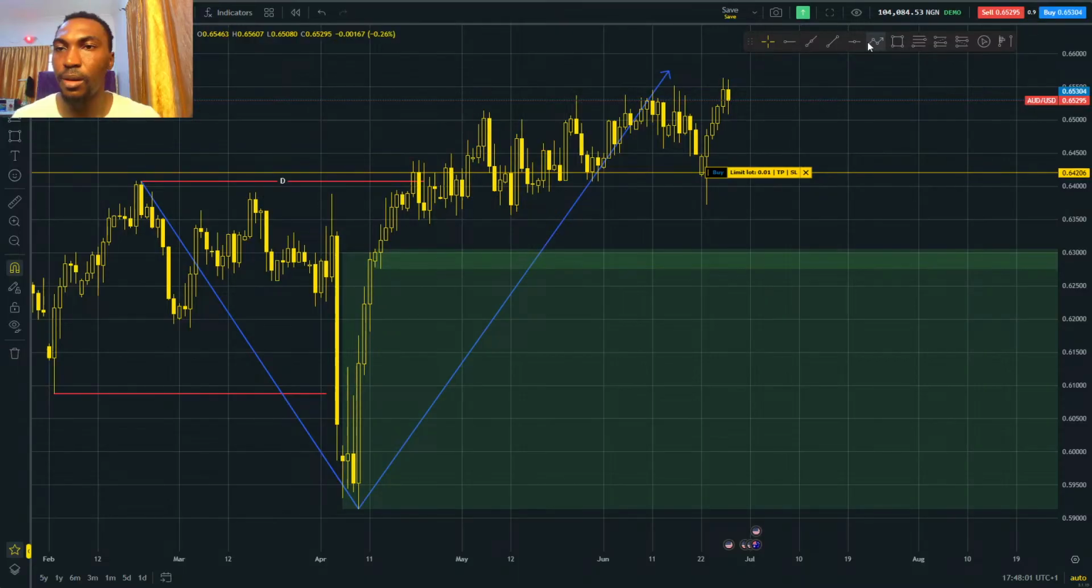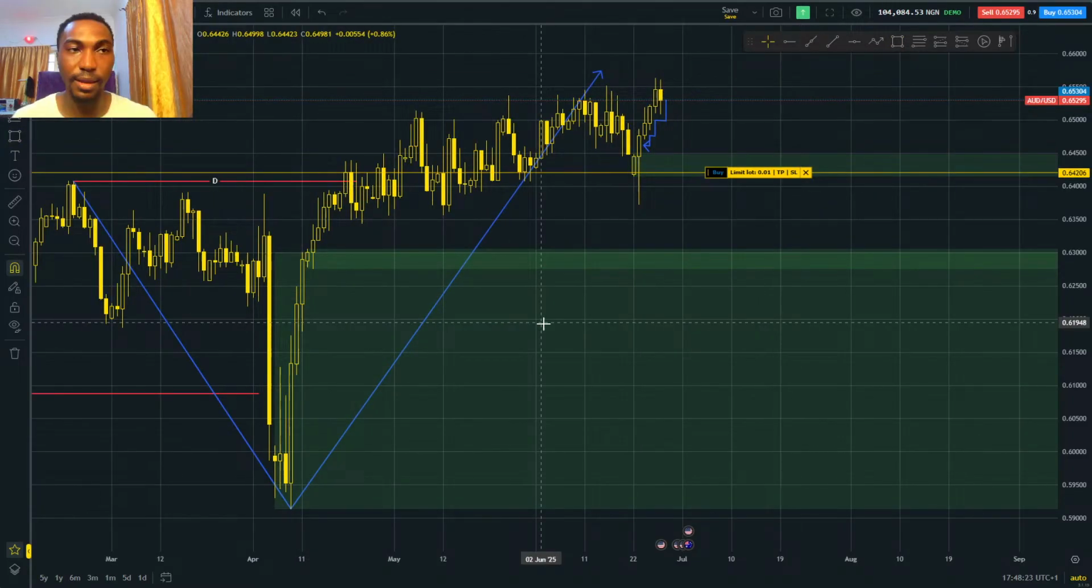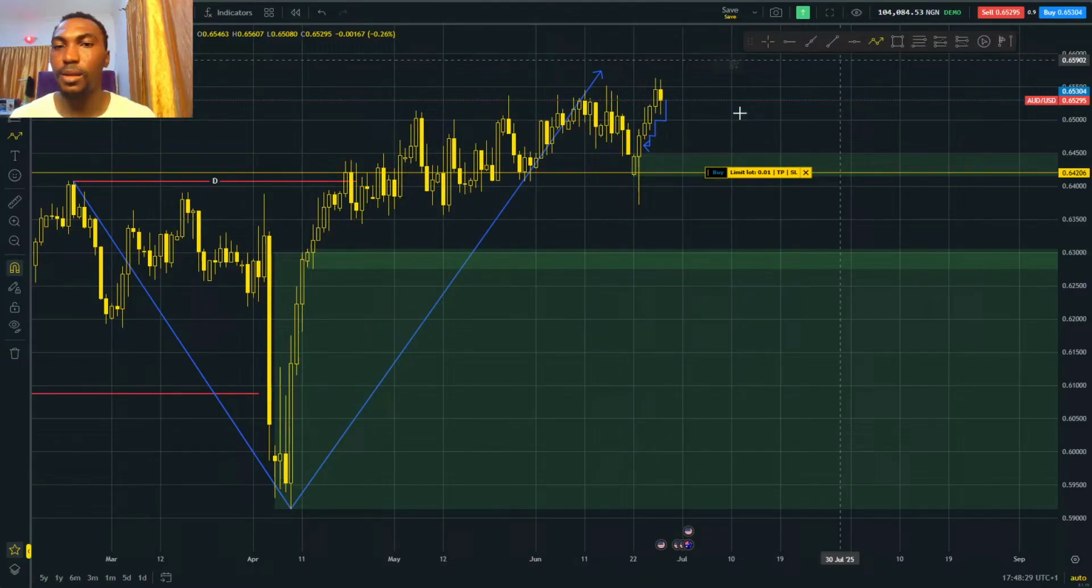We're going to draw this search like this. We have this imbalance right here. This is an imbalance. On the daily, this is a zone. But this zone is not within a higher time frame zone. So if you're going to trade this, you need to go and look for a 4-hour entry. That's one.